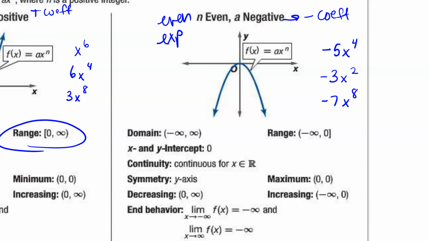Even exponents, they go the same way. Positive in front goes up, negative in front goes down. Cool. So by having your intuition, you know what the graph should look like, it makes it faster to double check your work.